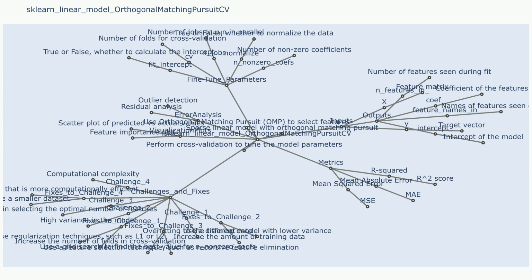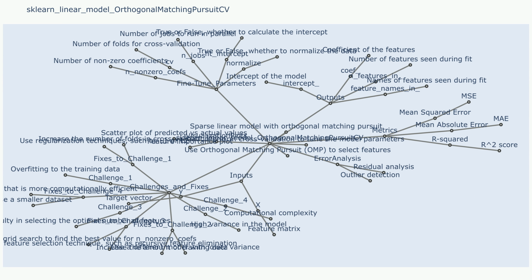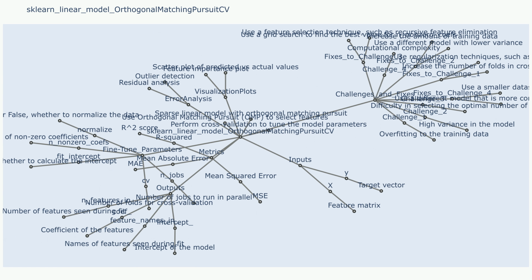Fine-tune parameters. N non-zero coefs, number of non-zero coefficients to be selected in the model. This can be a range of values for cross-validation, or a single value if it's already known. CV, the number of folds for cross-validation. Uncertainty methods. Bootstrapping, resampling the data with replacement and fitting the model multiple times to estimate the uncertainty in the coefficients.